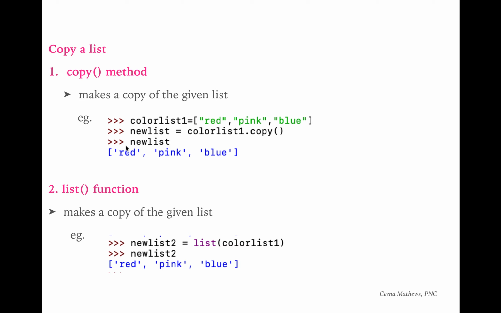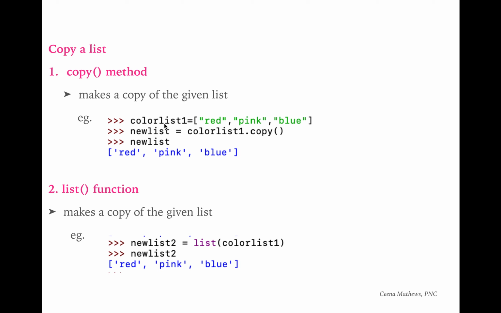Next is the copy method, that is, this is used to copy a list. Two methods are used here to copy a list. First one is the copy method. It makes a copy of the given list.